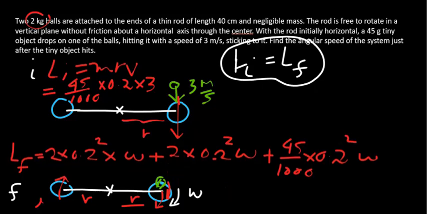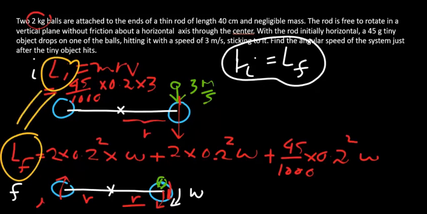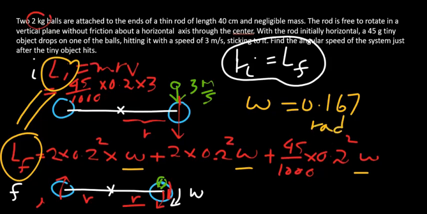So conservation of angular momentum states this must be the same as that. So we equate the two and solve for the only unknown, which is omega. And when you do that, you get the following answer for omega, which is 0.167 radian per second. And that solves the problem.